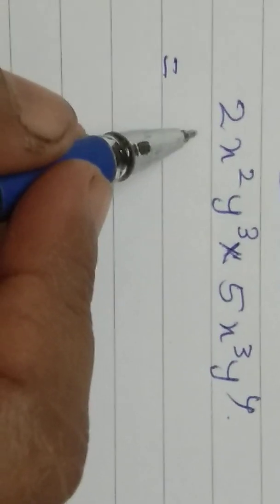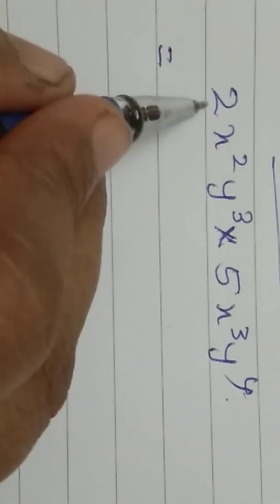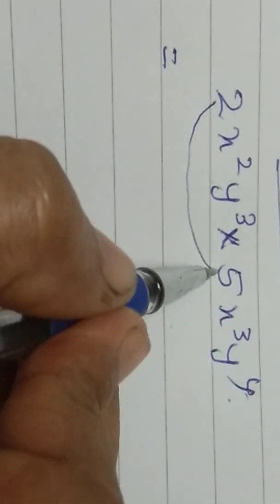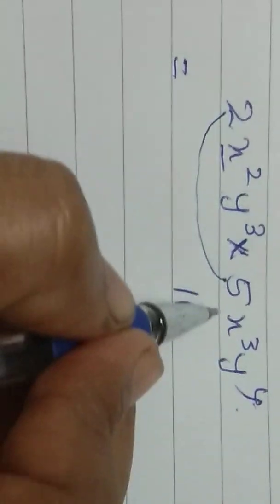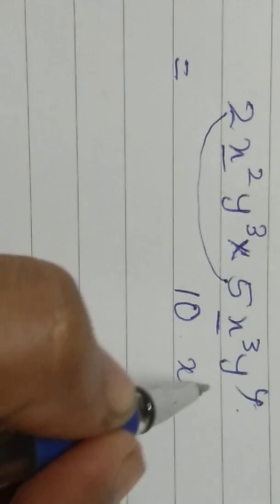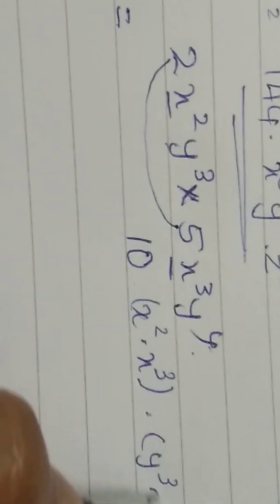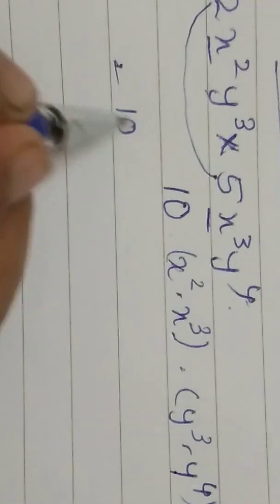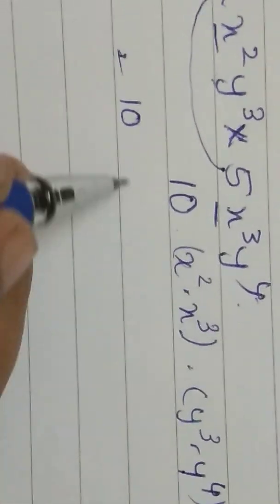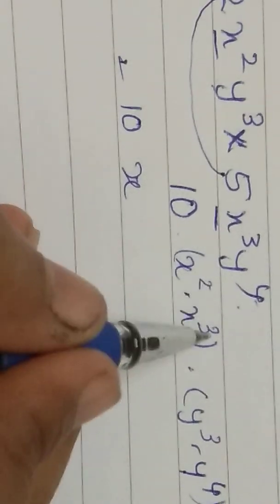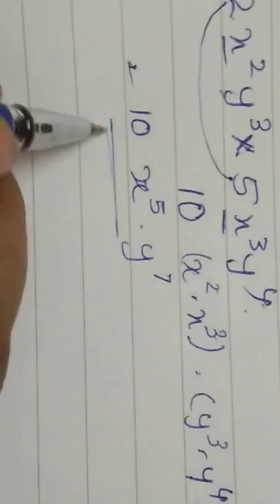We will do one more question. Here is also 2x square y cube, 5x cube y raised to 4. What we have to do according to the rule? First multiply the numerical coefficients. That is 2 into 5, 10. Now we have to consider literal coefficients. Same literal coefficient we have to take together: x raised to 2 into x raised to 3, then y raised to 3 into y raised to 4. Now we have to use the product law. What is the product law? Add the powers together. That is x raised to 2 plus 3, 5, into y raised to 3 plus 4, 7. That is the final answer.